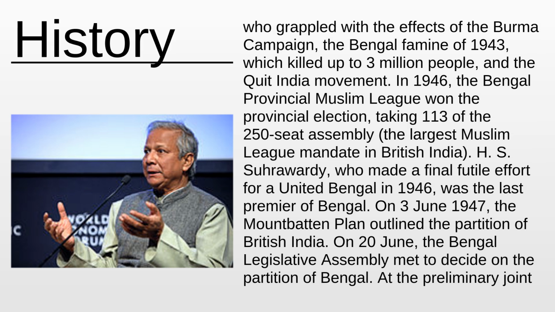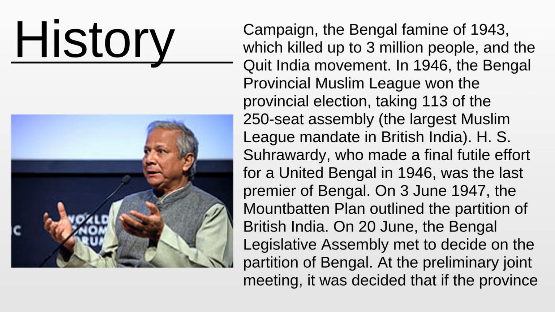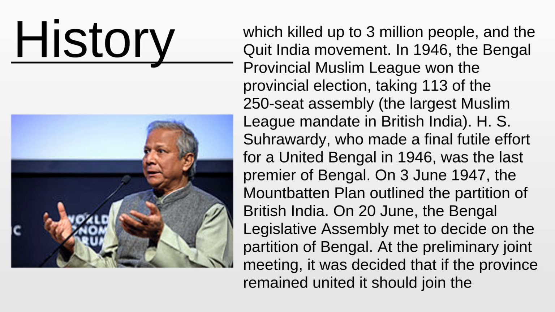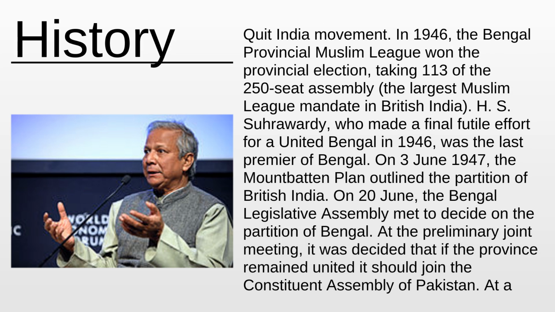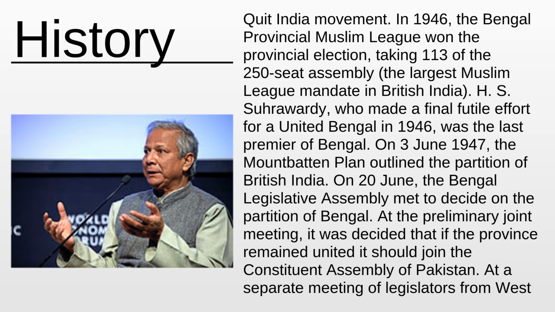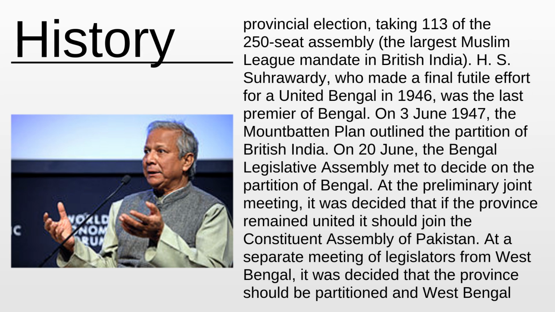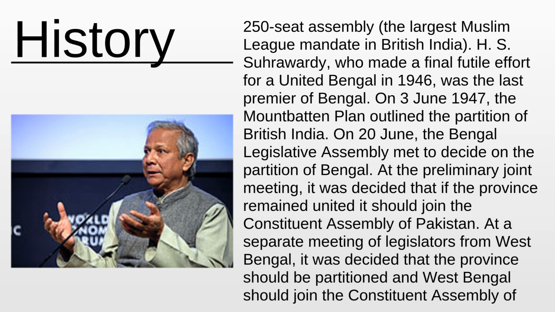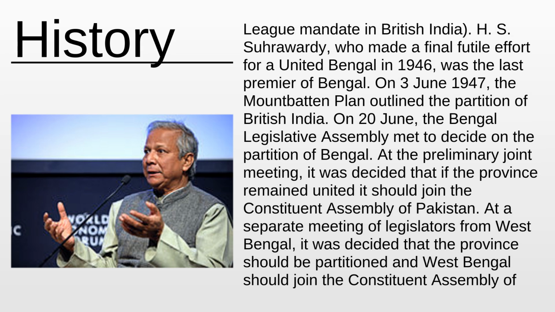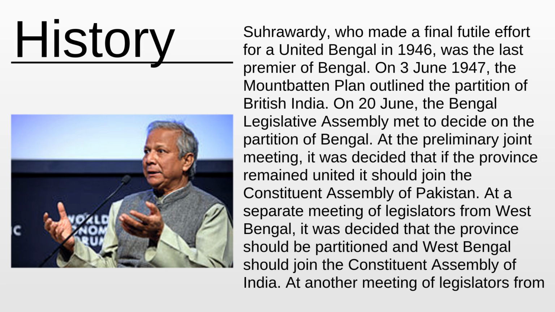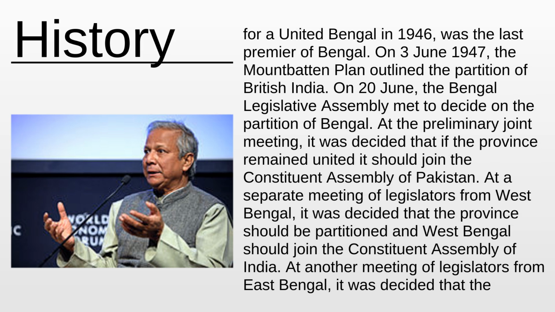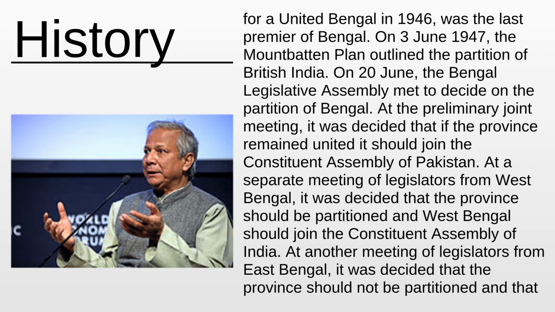In 1946, the Bengal Provincial Muslim League won the provincial election, taking 113 of the 250-seat assembly, the largest Muslim League mandate in British India. H. S. Suhrawardy, who made a final futile effort for a united Bengal in 1946, was the last Premier of Bengal. On June 3, 1947, the Mountbatten Plan outlined the partition of British India.